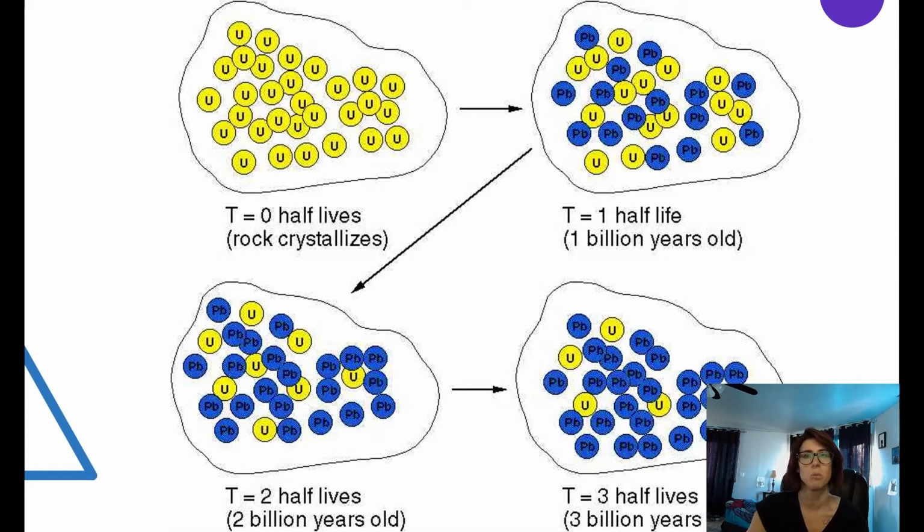This is a better isotope to use to age older things, older fossils, as opposed to carbon 14, which is better for things that are a little bit newer.